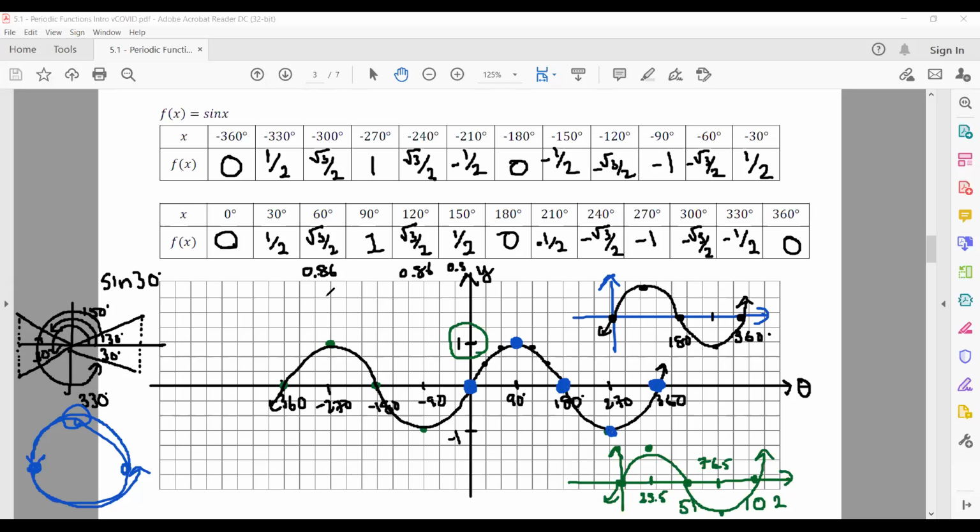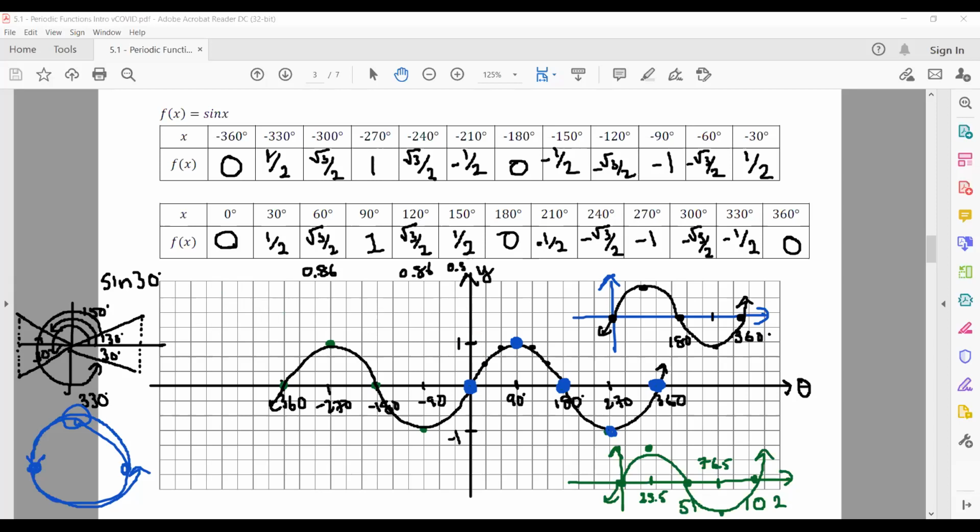So it could be 1. But of course, that 1 changes if the radius was not a unit circle of 1, but the radius was like 100, of course, the maximum height would be 100. Just wanted to mention that very quickly. But for now, we're just going to deal with the value of 1. Any questions?